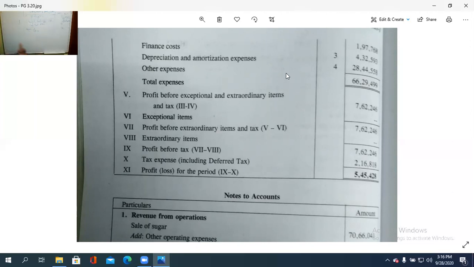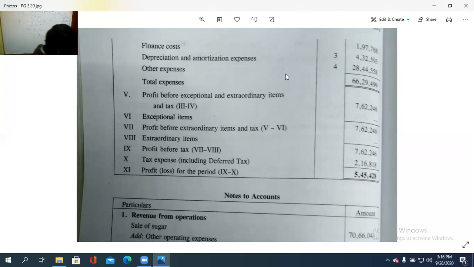Okay, profit before tax, and the tax expense is there, how much? 216,818. So net profit or profit after tax. This is the profit after tax. 762,246 minus 216,818. How much is the profit? 5,45,428. So this is the profit calculation.